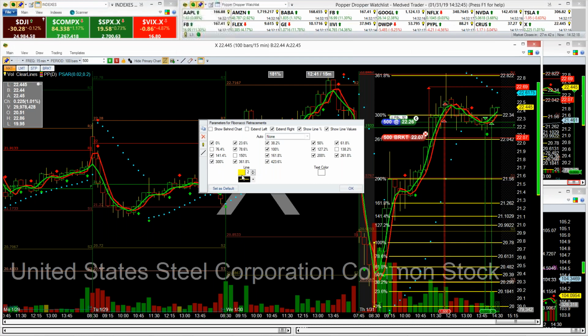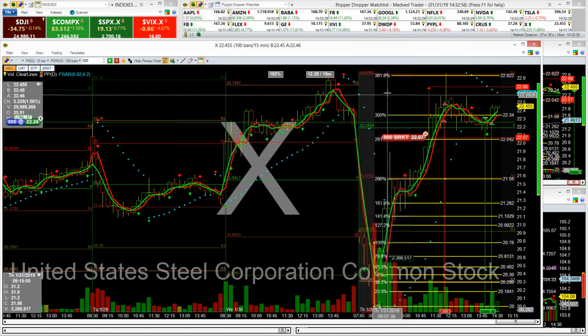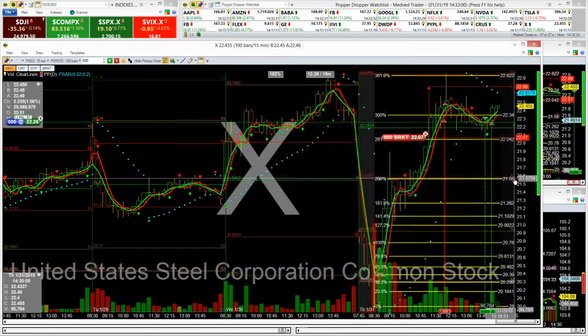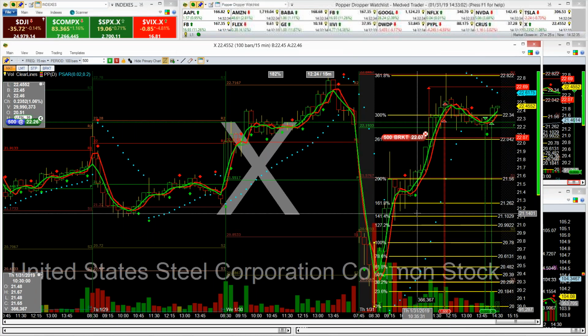I also have my lines yellow, and I have it set to number 2 for the thickness. And then make sure you click set as default so that that's always what you're utilizing. And then click OK, and that way you'll see all of that information.